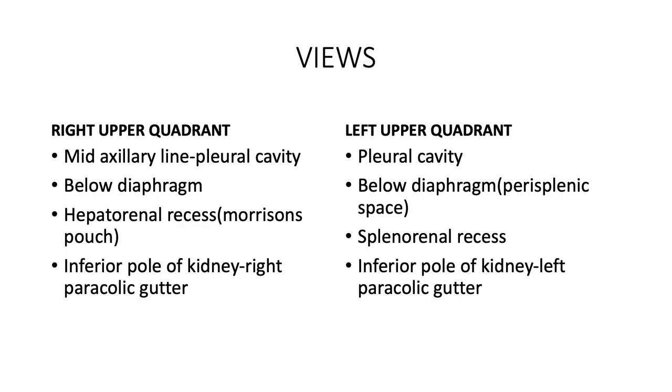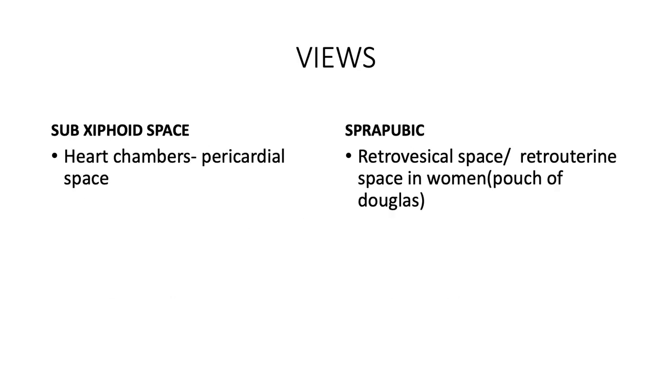In the left upper quadrant, similarly, we look in the pleural cavity, and we look below the diaphragm at the perisplenic space. We look through the splenorenal recess. This is a gap between the spleen and the left kidney, and we look at the inferior pole of the left kidney as well as the left paracolic gutter. These are areas where fluid can collect.